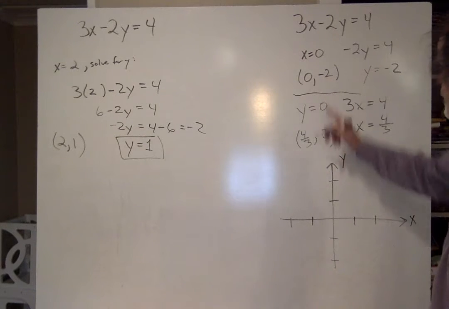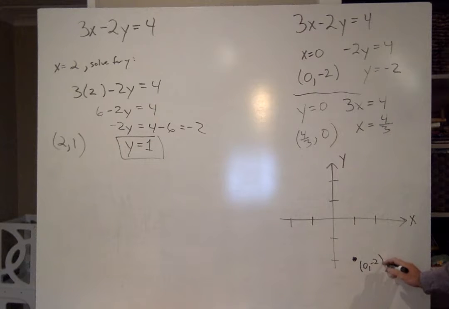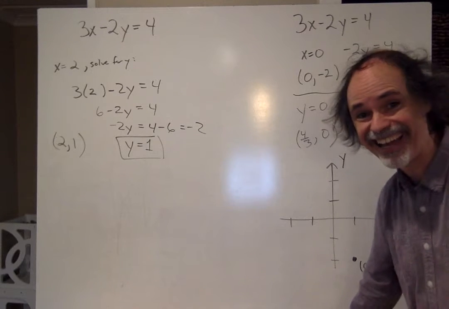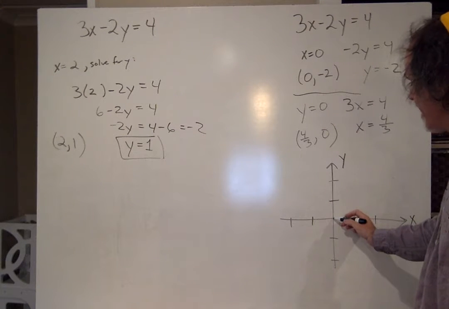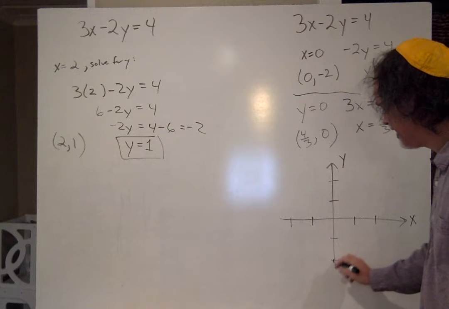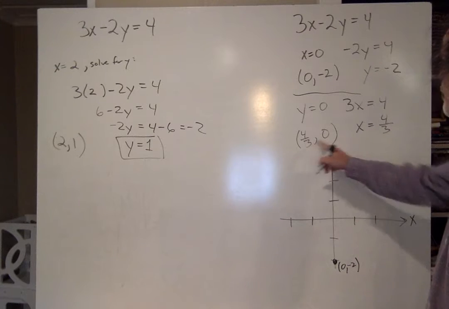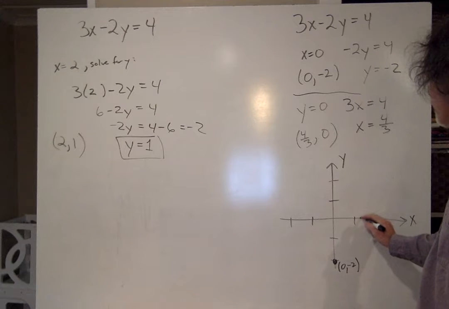All right, first point was 0 on x, minus 2 on y. Second point is 4/3 on x, that's 1 1/3, and 0 y. Wait a second, what did I just do? Oh! 0 on x is here, negative 2 on y is here. Here's the point 0, comma, negative 2. The point 4/3, comma, 0 is 4/3 on x, 1 1/3, 0 y, that's right there.